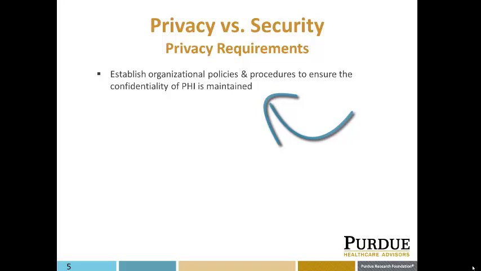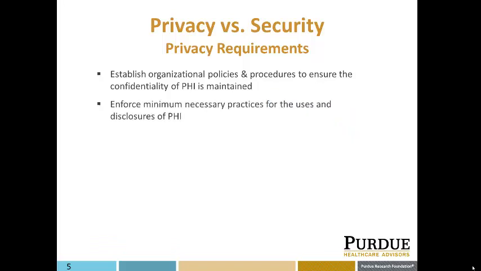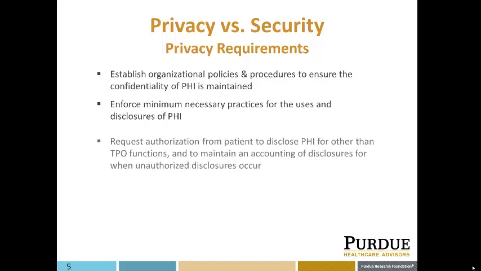So the second is to enforce minimum necessary practices and uses when we use and disclose PHI. This is extremely important. So when we use it internally in our practices, when we share it with other covered entities, when we work with billing and other folks, only use the information that is necessary to perform the task at hand.